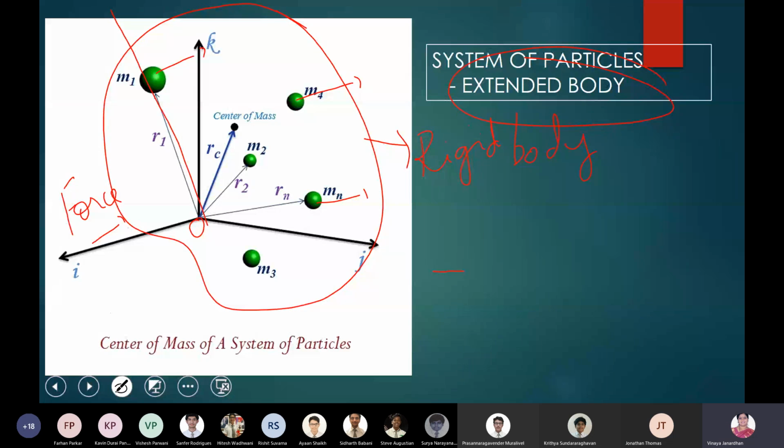Ma'am, what do you mean by extended body? What do you mean by center of mass? No, I haven't come to center of mass. Oh, okay, ma'am.